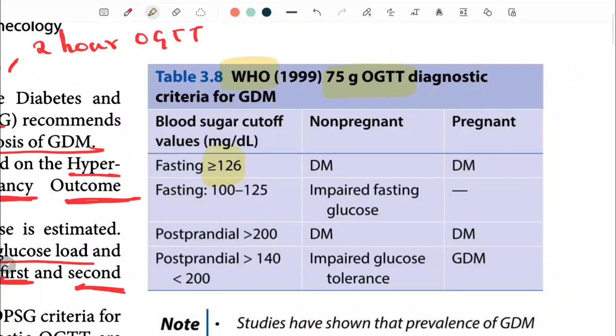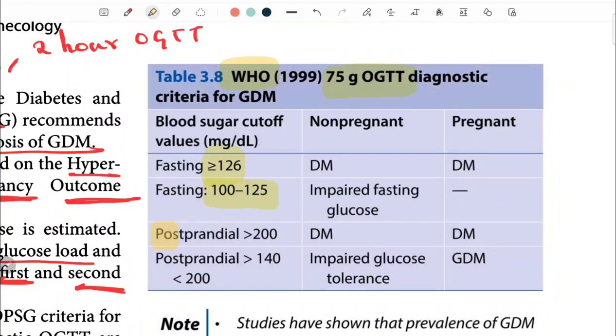If she is a non-pregnant lady, it is DM. If a pregnant lady, also DM. Next, fasting blood glucose level around 100 to 125 means, in a non-pregnant woman, impaired fasting glucose. In a pregnant lady, it's nothing, no diagnosis.